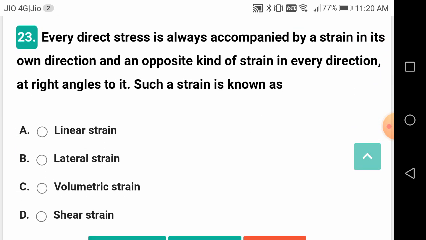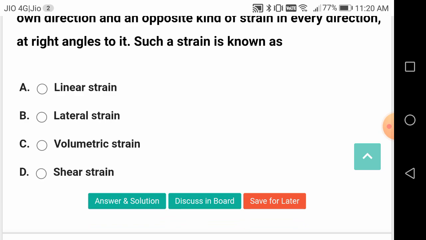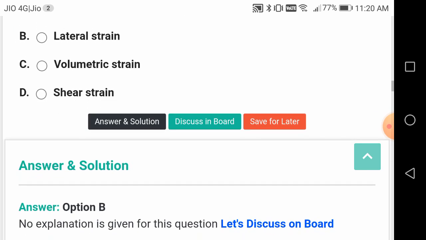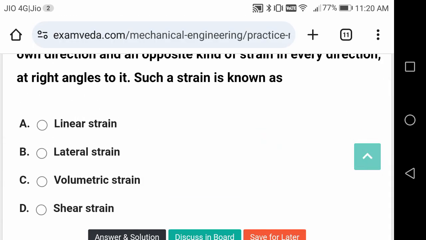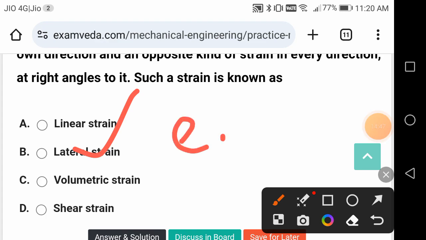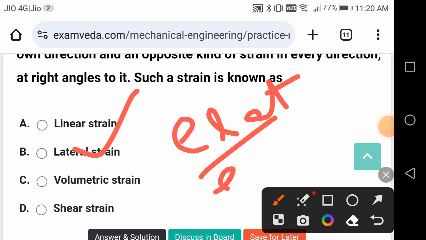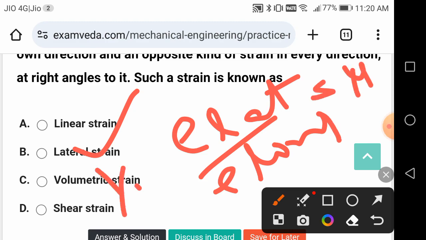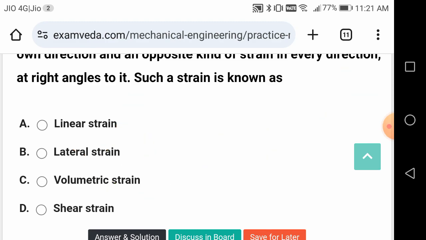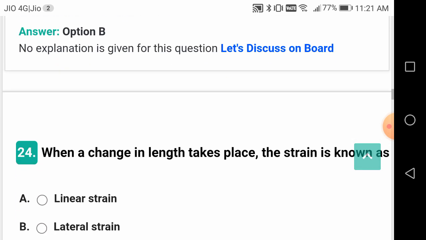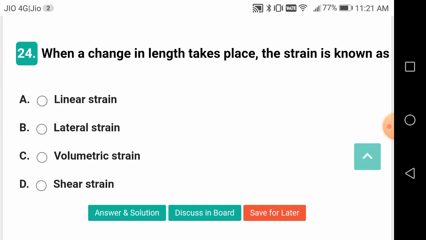Every direct strain in one direction is always accompanied by a strain in its own direction and an opposite kind of strain in every direction at right angles to it. Such a strain is known as lateral strain. The ratio of lateral strain to longitudinal strain is known as Poisson's ratio. It is equal to 1 by m, where m is an integer. For example, if your Poisson's ratio is 0.33, then your m is equal to 3.